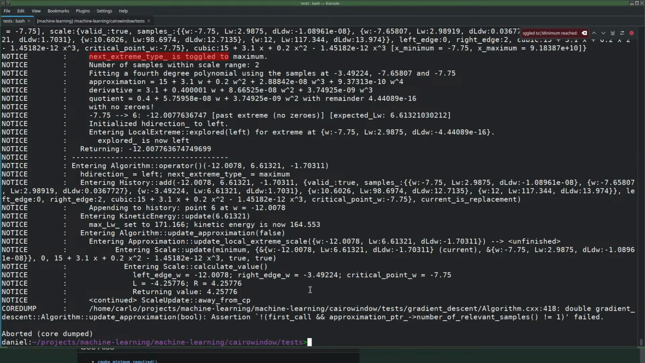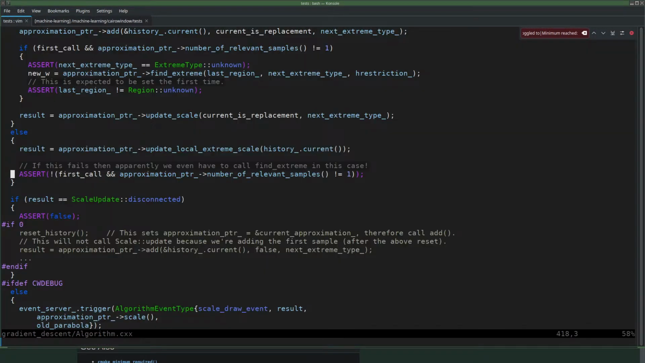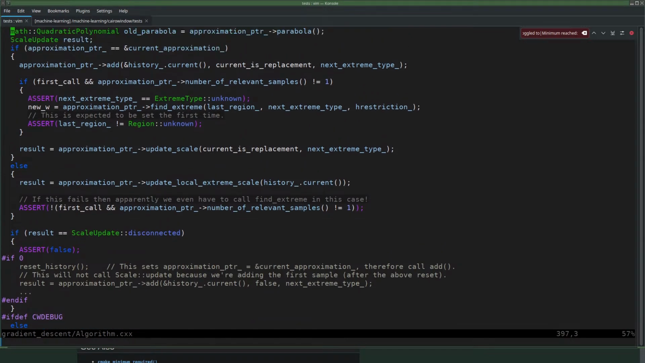Well, it's a different assertion. Not exactly what I wanted, but no. If this fails, then apparently we even have to call find extreme in this case. That's exactly what I wanted to see. We still need to call find extreme. But why do we get there at all?